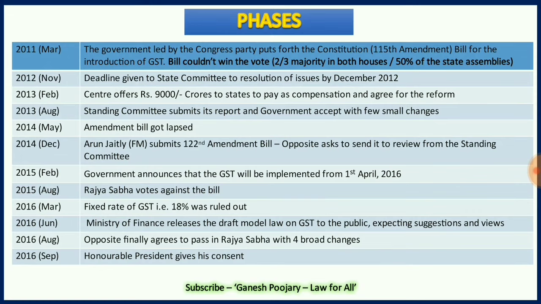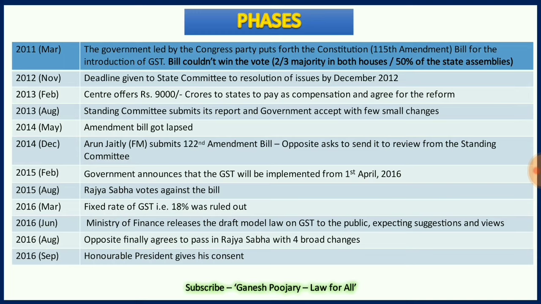Before bringing the law, the Congress government had to pass the Constitution Amendment on GST, so they proposed the bill in the name of the Constitution 115th Amendment Act. However, this required a special majority, that is 2/3 from both the houses as well as 50% of the state assemblies, which they couldn't get. So what they did, they gave a deadline to the state committees saying that they have to resolve all the issues within the states by December 2012. Now, a few states were not agreeing to GST because they were going through losses, especially those in a manufacturing setup. Now, I am going to explain all that story in my next presentation.